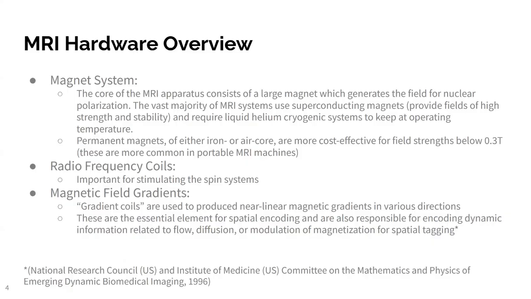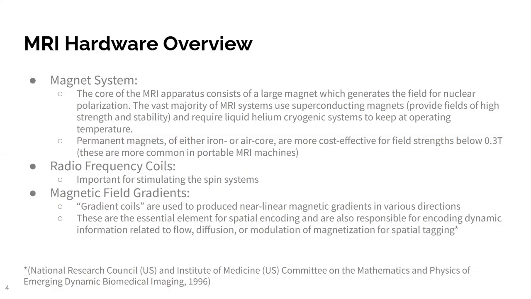For the hardware, we'll cover the 3 main systems. The core of the MRI apparatus consists of a large magnet which generates the field for nuclear polarization. The majority of MRI systems use a superconducting magnet since it provides fields of high strength and stability, but these require liquid helium cryogenic systems to keep at a low operating temperature. This makes the system bulky, so for the portable MRI machines, we typically see the use of permanent magnets of either iron or air core, since these are the most cost-effective for field strengths below 0.3 Tesla.